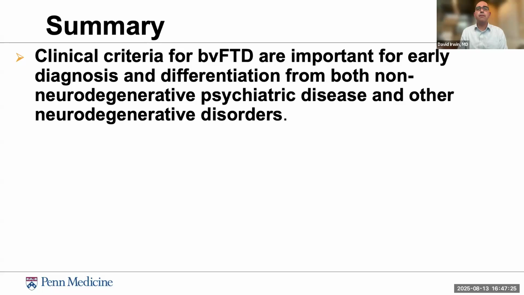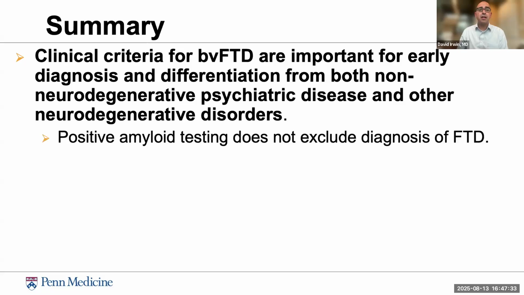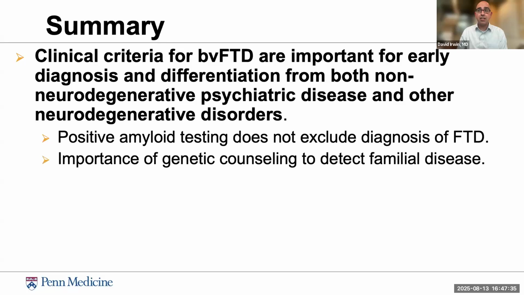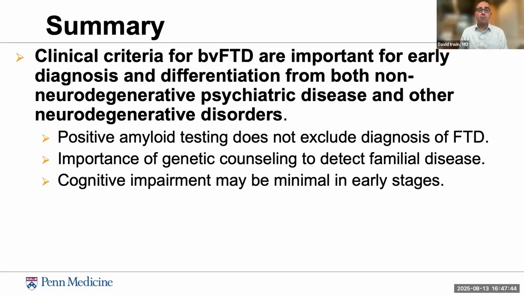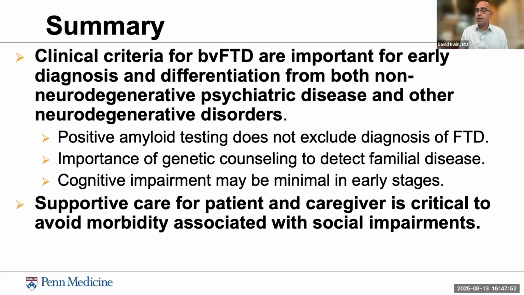So I'll finish up just to say with both non-neurodegenerative disorders, such as psychiatric disease, as well as Alzheimer's, Lewy body, and other neurodegenerative disorders, positive amyloid testing doesn't exclude a diagnosis of FTD. Because of the higher rates of familial disease, genetic counseling is important, and cognitive impairment may be minimal early stages of disease. So having a comprehensive evaluation of social history and a reliable informant is important.